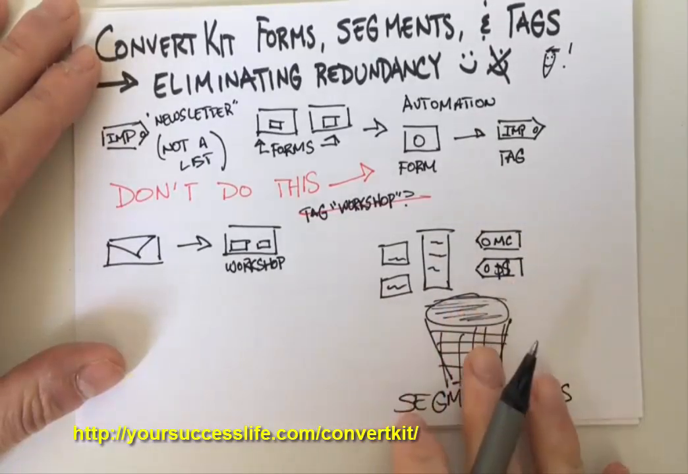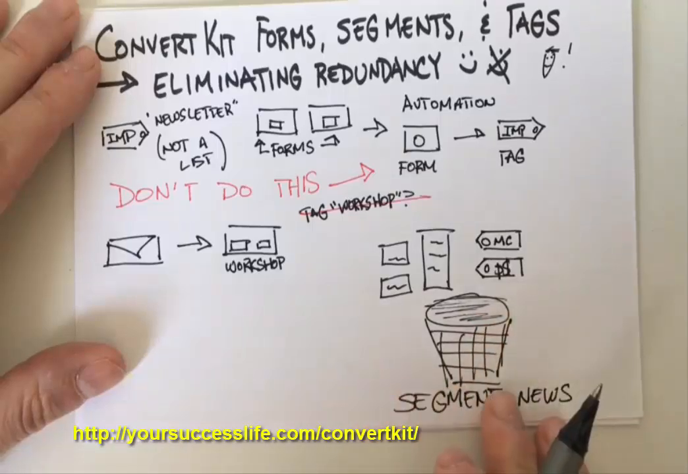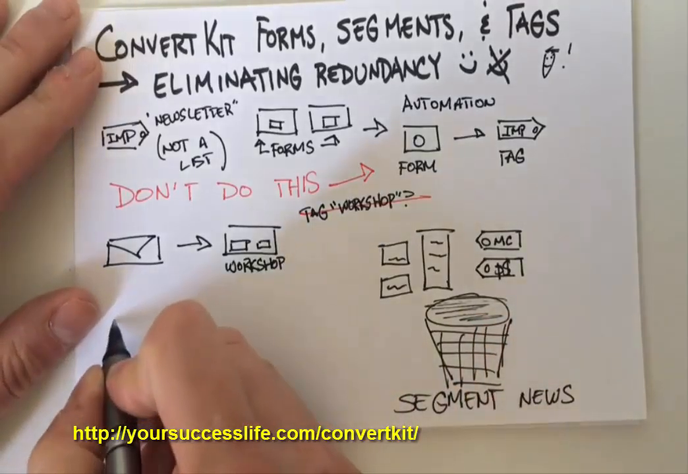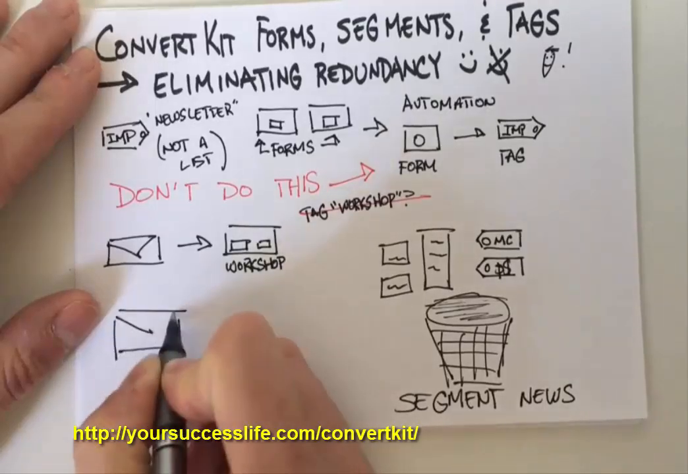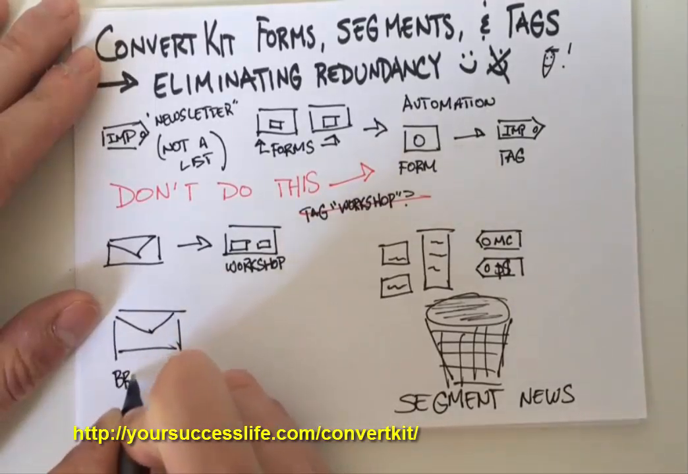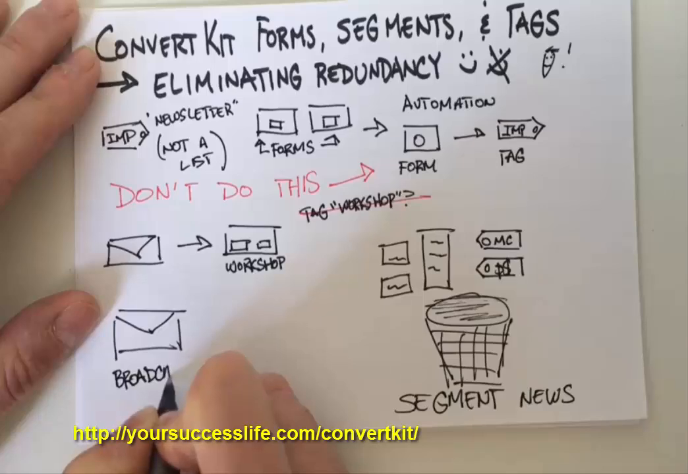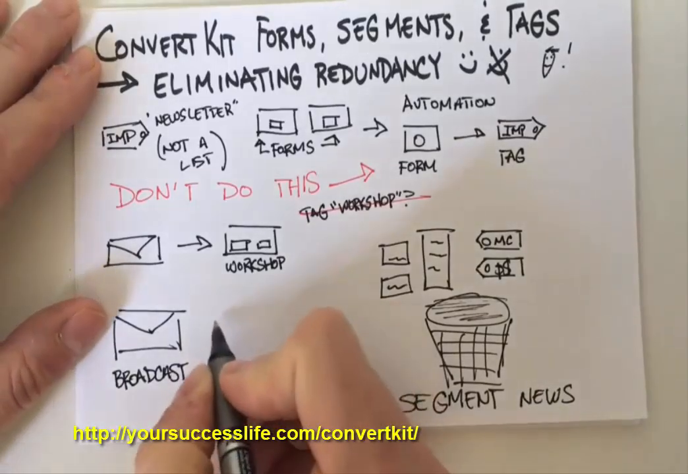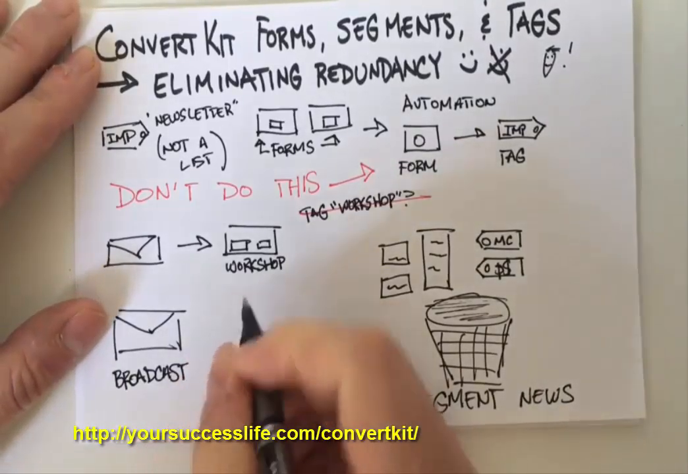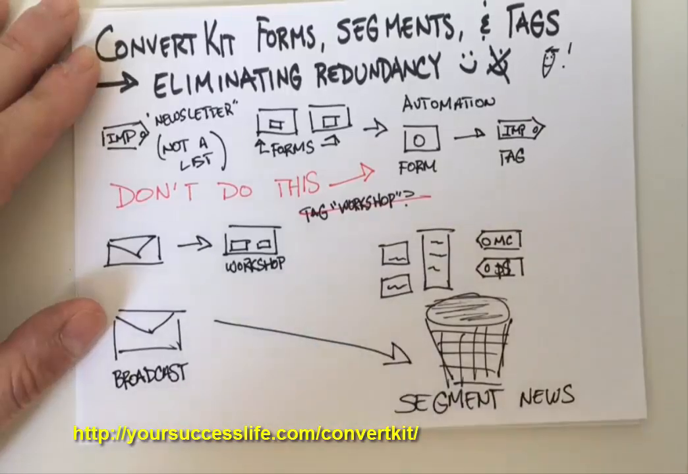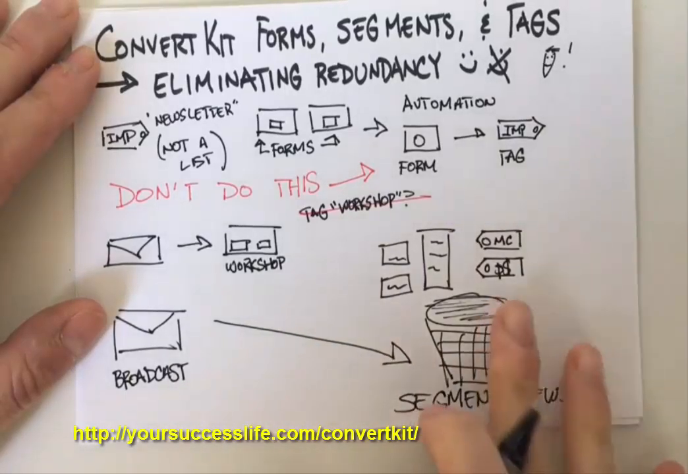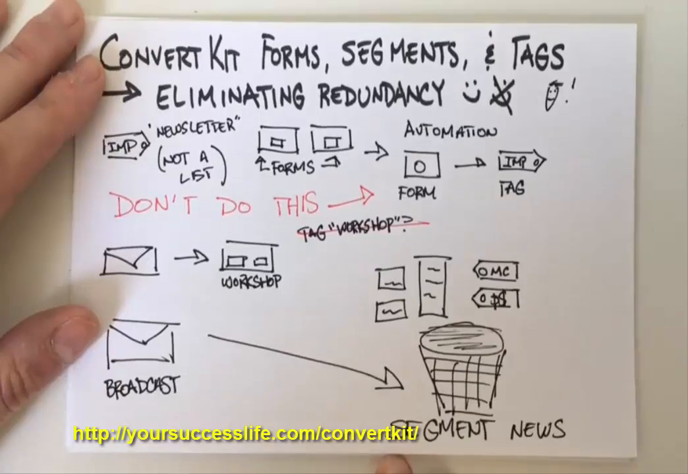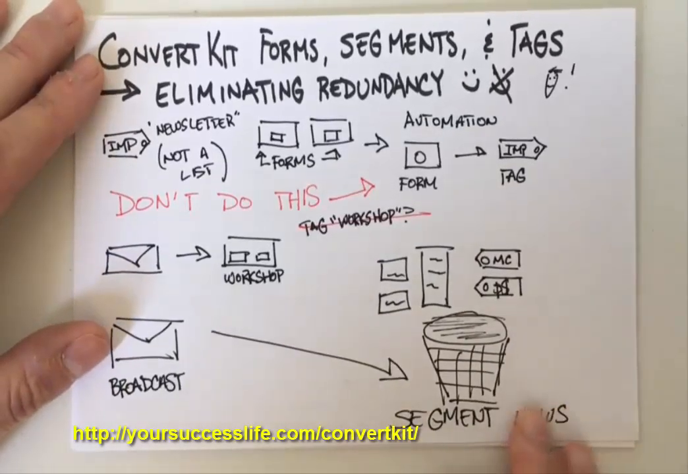I can combine all of these dynamically into a segment, and so now when I go to send my newsletter broadcast, all I need to do is select this segment, okay? That's all I need to do. It automatically updates when people come through. And I can do this for all kinds of different segments.